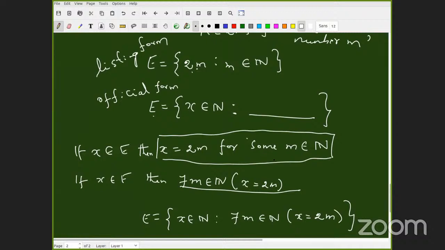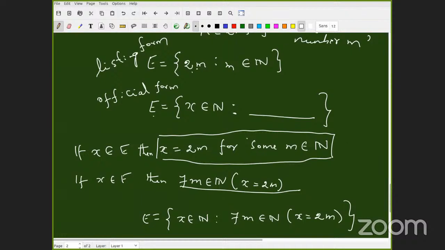See, it's very easy. To be an even natural number, it has to be of the form 2m. What does it mean? What is the proper way of describing? It means x equals 2m for some m in N. How do I write that? The correct quantifier is there exists. So I have to write it as a statement: there exists m in N with what property? x equal to 2m. That's it.